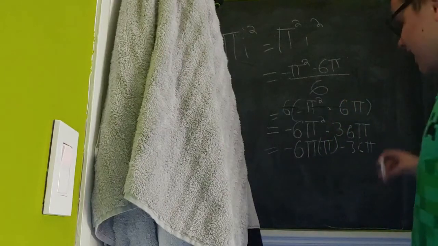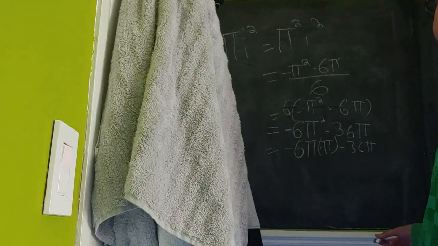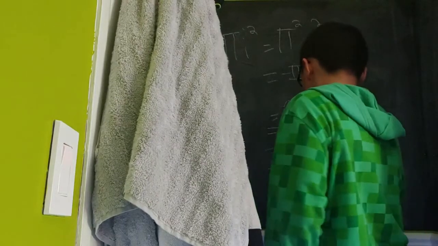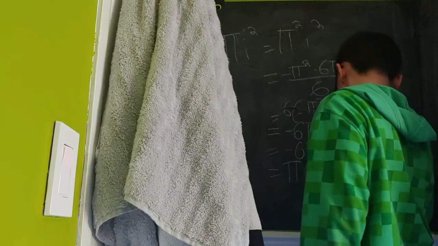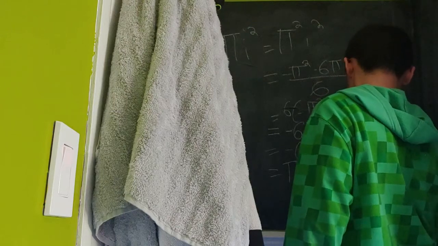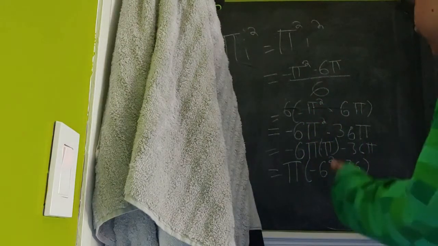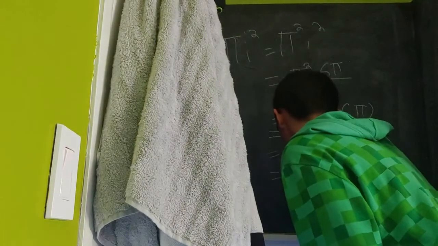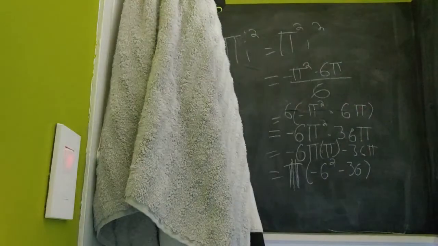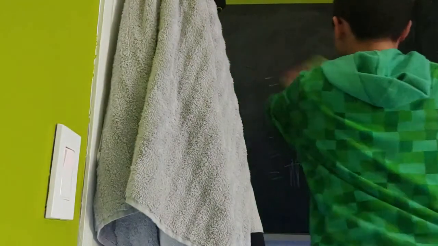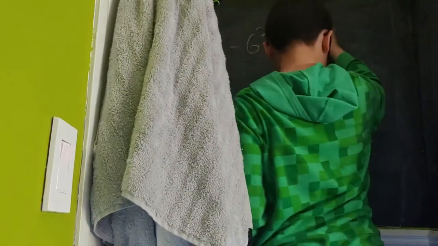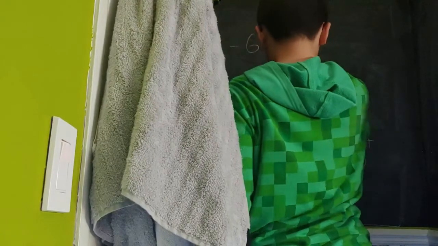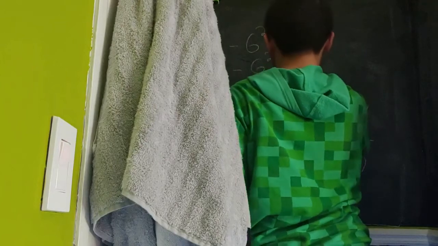So, we can't factor out the pi. I think we can't factor out the pi. We actually can factor out the pi. We're going to have pi times minus 6 squared minus 36. Now, what we're going to do is just get rid of the pi, okay? And now, we've done it. We know that negative 6 squared equals 6 squared. So now, we got negative 6 squared minus 36.